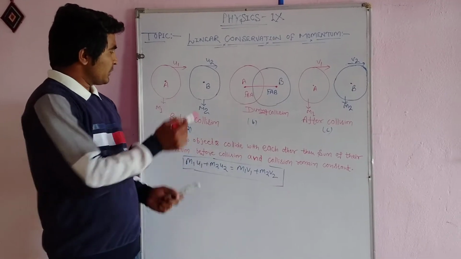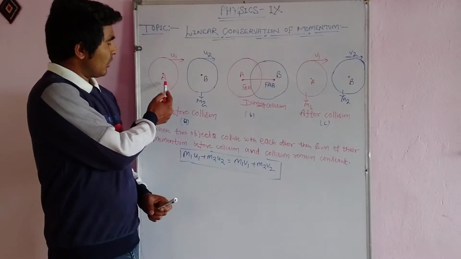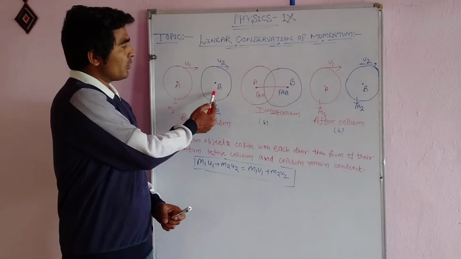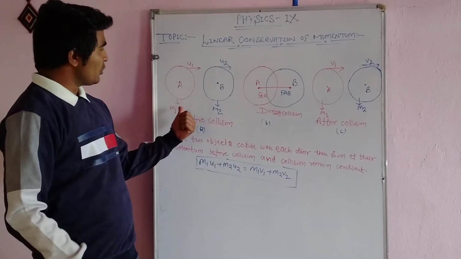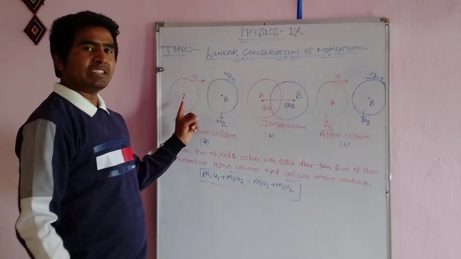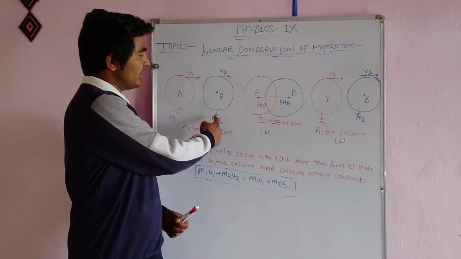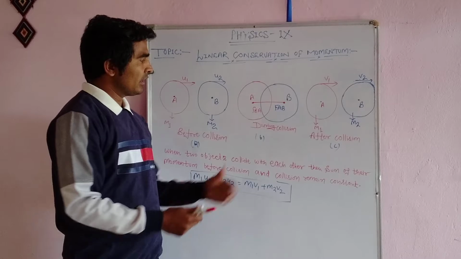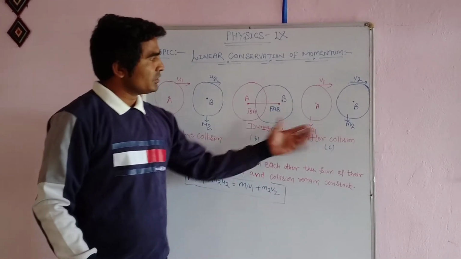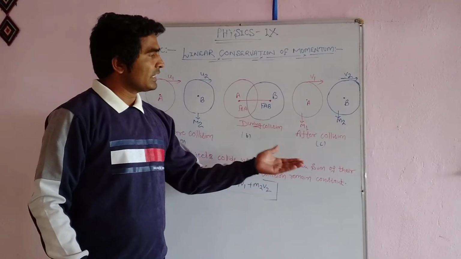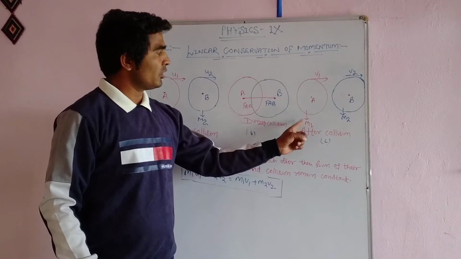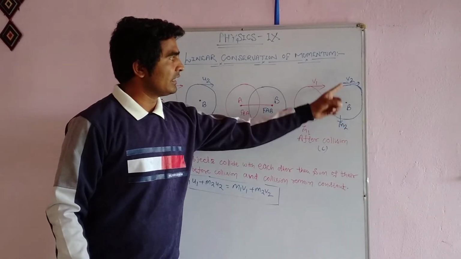Suppose that this is the first object A and the second object B. The mass of the first object is m1 and its velocity is u1. The mass of the second object is m2 and its velocity is u2. After collision, both the objects change their velocity. The velocity of the first is v1 and of the second is v2.